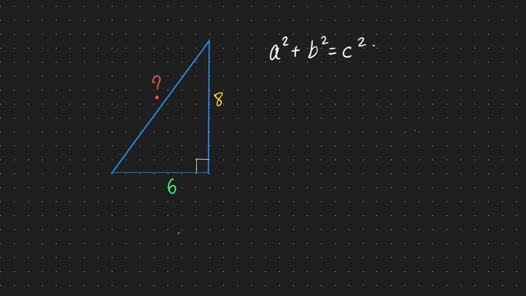Let's try an example. But before we do that, we really need to know which side is A, which side is B, which side is C. Thankfully, with a right triangle, each side has a name. Side A is called a leg. We call side B a leg. And then side C is the hypotenuse.